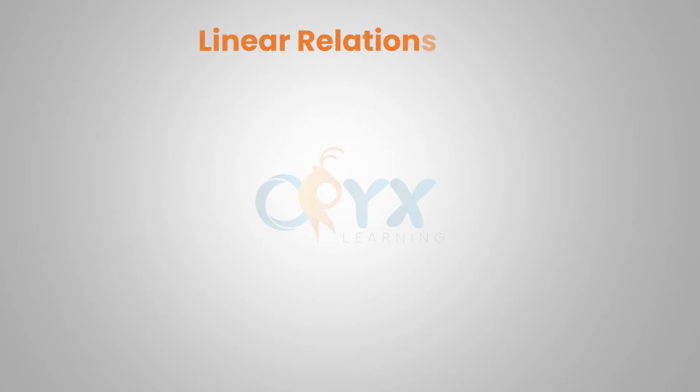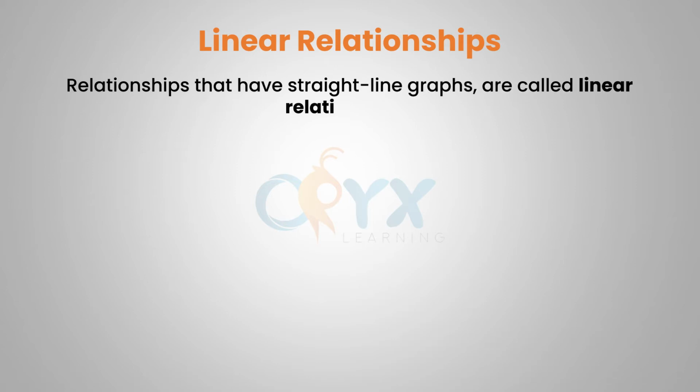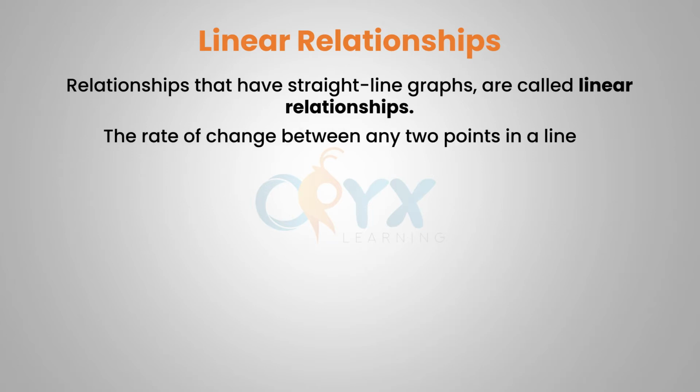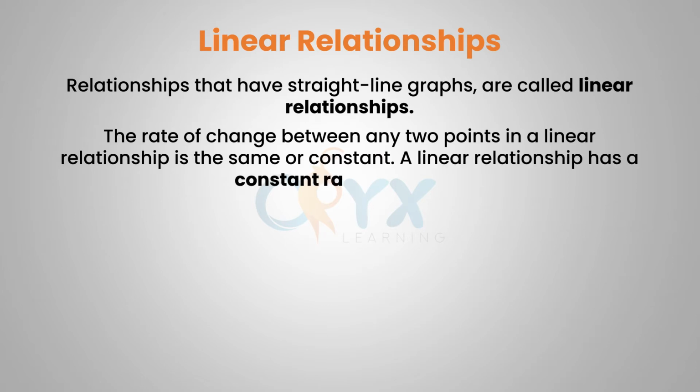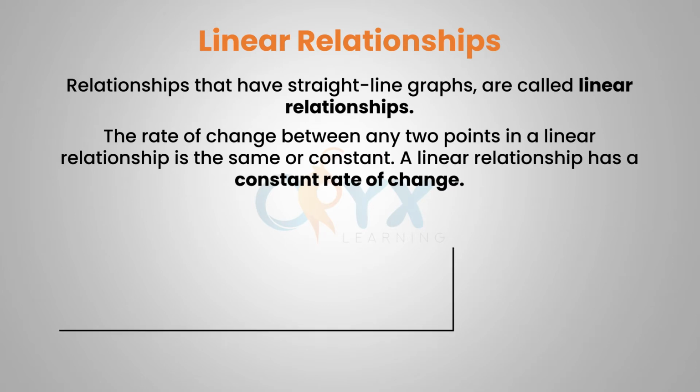Linear relationships. Relationships that have straight line graphs are called linear relationships. The rate of change between any 2 points in a linear relationship is the same, or constant. A linear relationship has a constant rate of change.